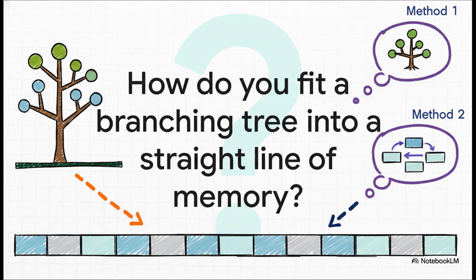See, computer memory is just a big, long row of slots, one after another. But a tree branches out in all directions. It's like trying to draw a map of a whole city's road network on a single one-way street. So, how do they do it? Well, it turns out programmers have two really clever tricks up their sleeves.